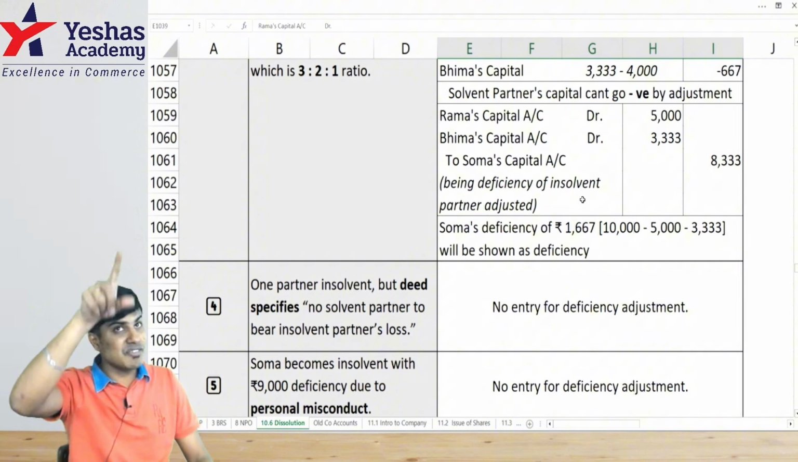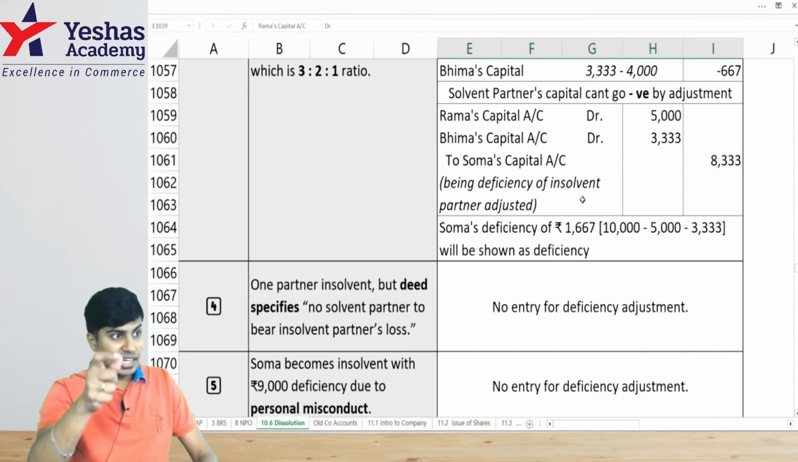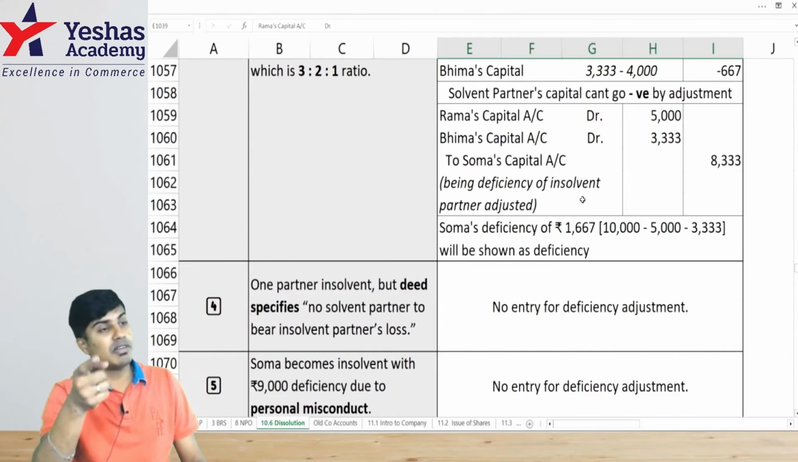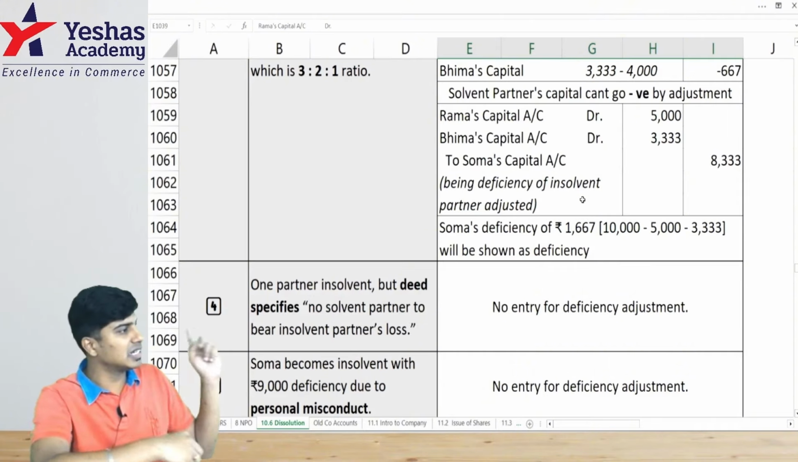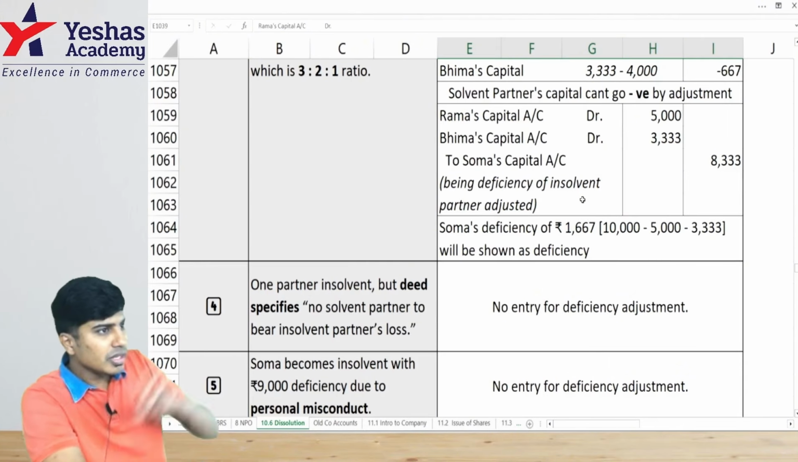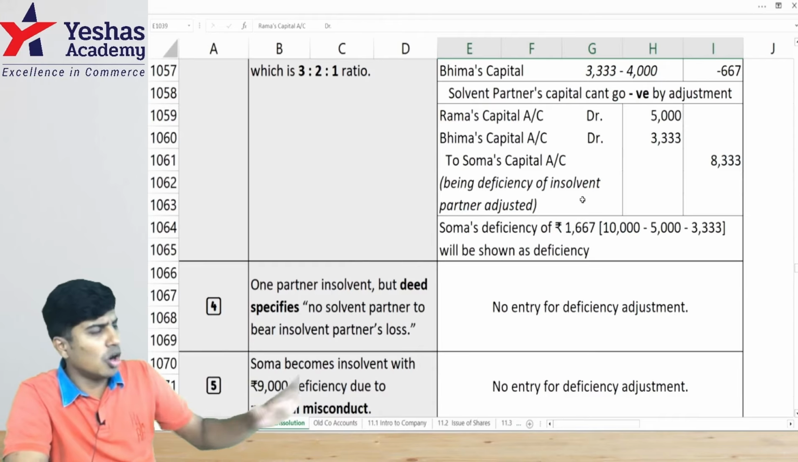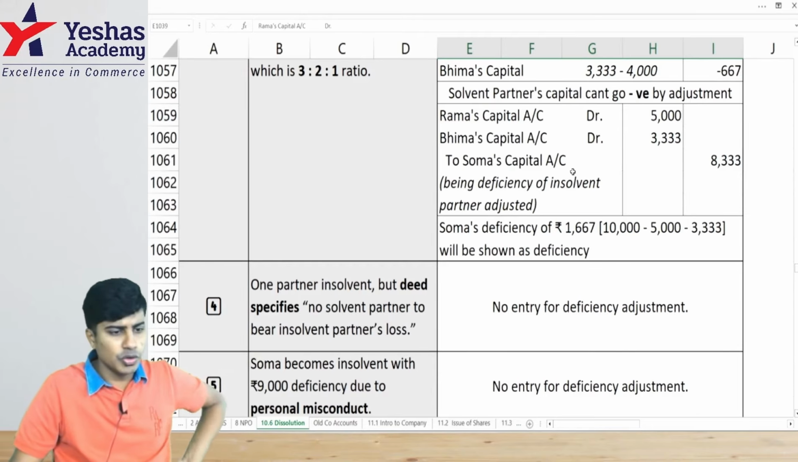Then find the balancing figure in that insolvent partner's column as deficiency. You write it in that insolvent partner's capital account credit side by debiting the other solvent partners. Share it to the solvent partners' capital account debit side in capital ratio. I just gave you one summary of what you should do when you do big problems. We've done enough AQs on that for you to cover up.